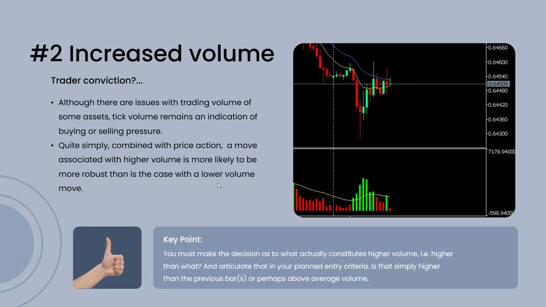The decision you've got to make about this, and the key point I want to stress, is that you must make a decision as to what actually constitutes higher volume. You can use average volume, you could use higher than the previous bar or bars, but again, what you need to do is articulate it specifically.